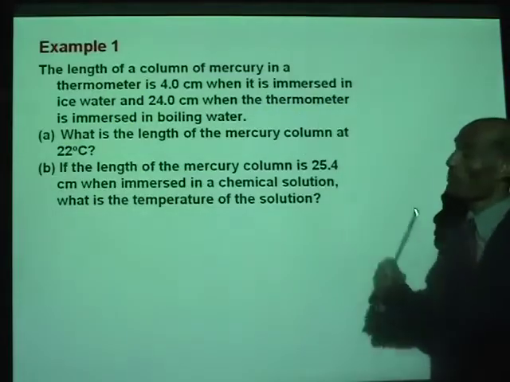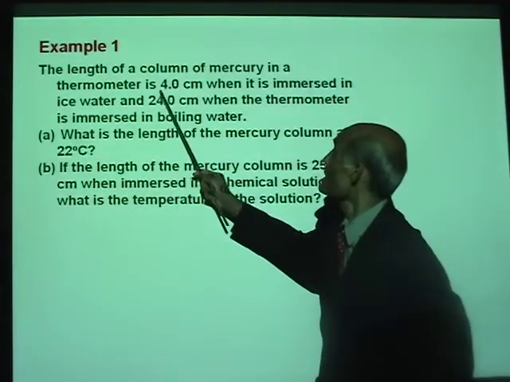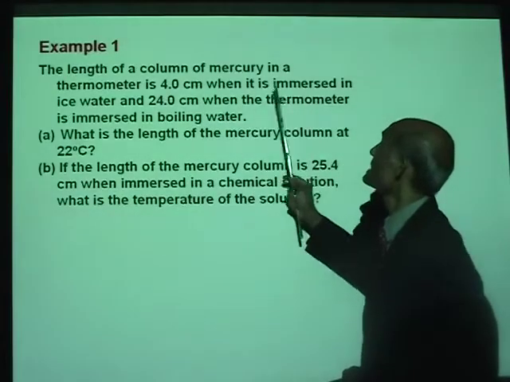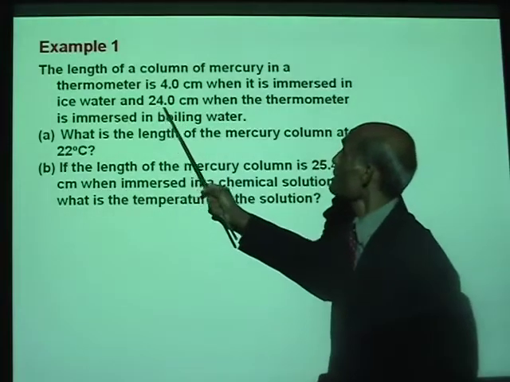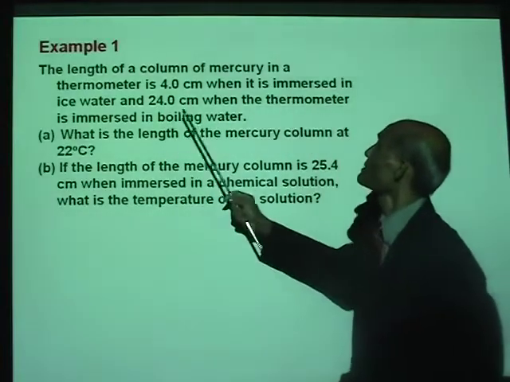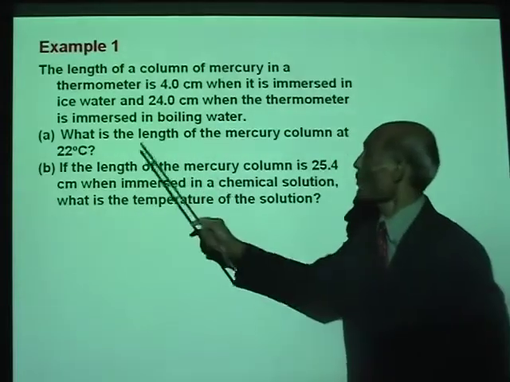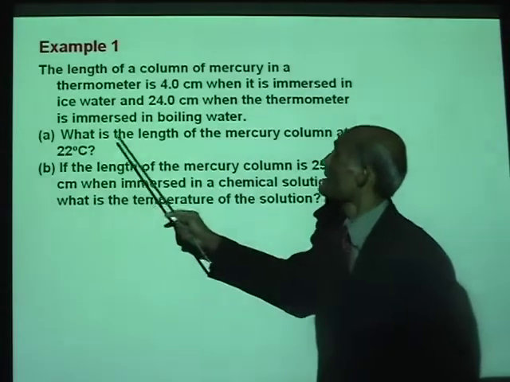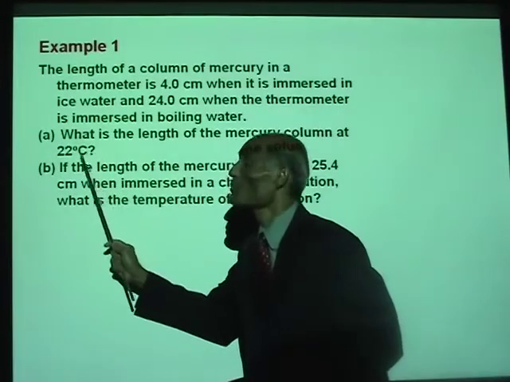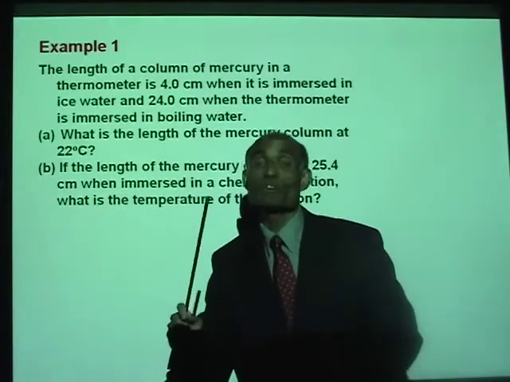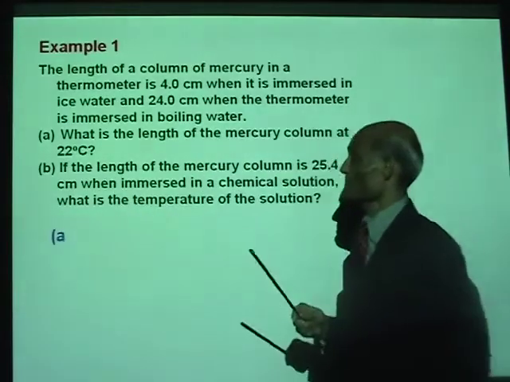Alright? Let's do a simple problem. The length of a column of mercury in a thermometer is 4 centimeters when it is immersed in ice water. So this is L0. And 24 centimeters when it is immersed in boiling water. This is L100. What is the length of the mercury column at 22 degrees Celsius? This is T degrees Celsius. We need to find the length of the mercury column at that temperature. All right, let's do that first.